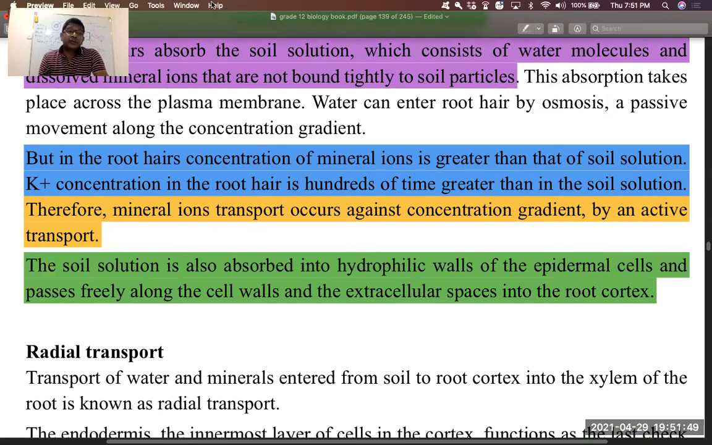The soil solution is also absorbed into the hydrophilic walls of the epidermal cells and passes freely along the cell walls and the extracellular spaces into the root cortex.